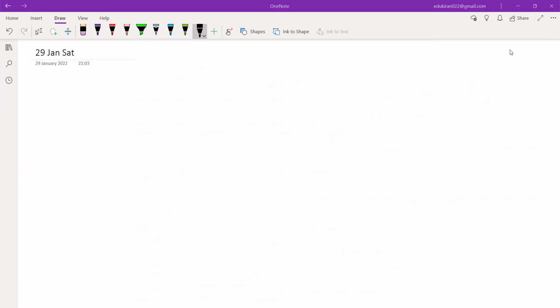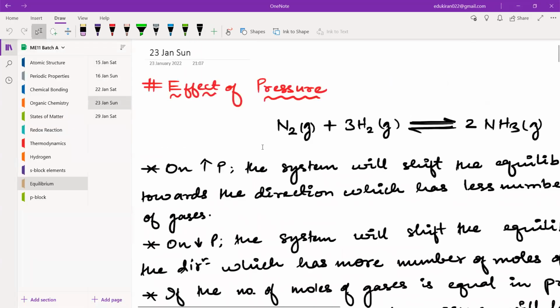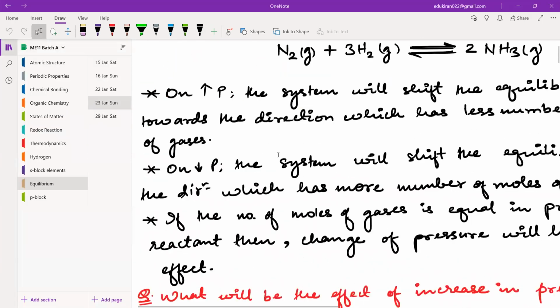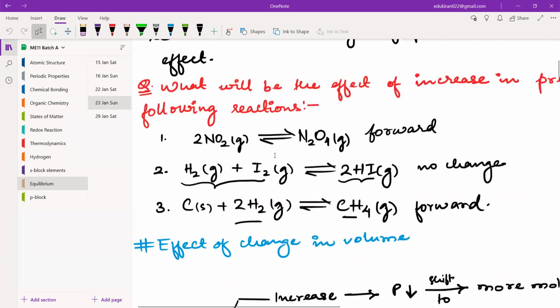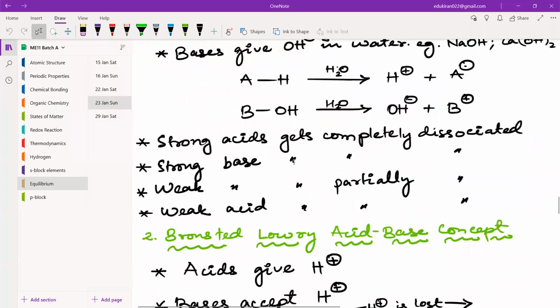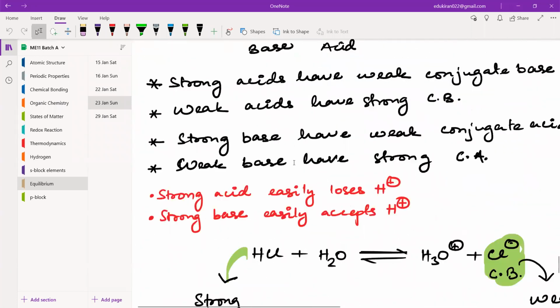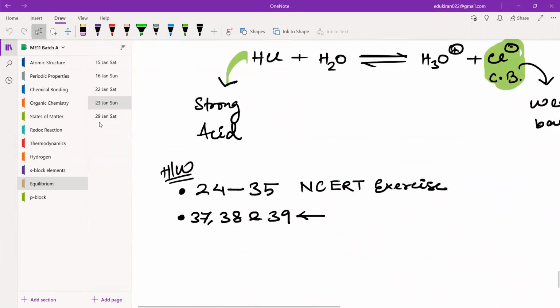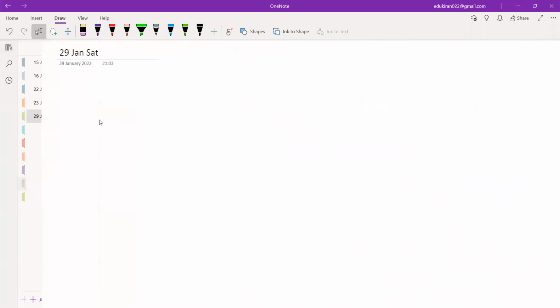So let us write the advantages of Bronsted-Lowry concept. Bronsted-Lowry was done, right, by you people? Hope so. Effect of pressure, and then we did something. Ionic equilibrium. Okay, Bronsted-Lowry acid-base concept. For strong acid. Okay, fine. Strong base. We have done that. Right. Next, advantages of.